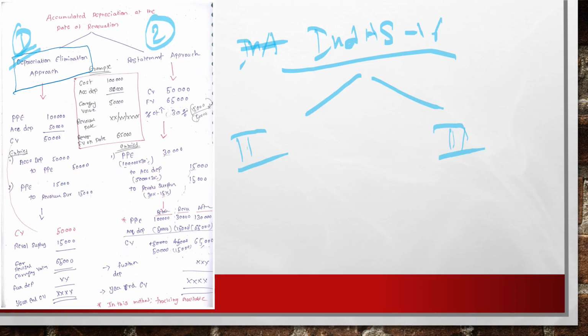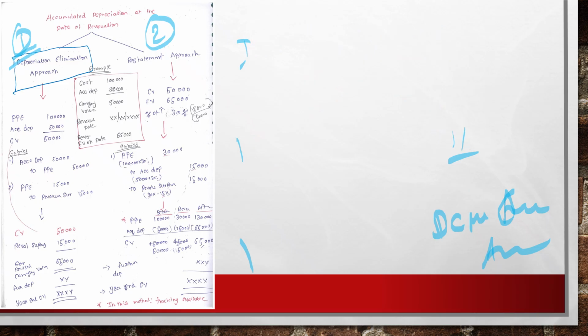The first one is the depreciation elimination approach and the second one is the restatement approach. See, both are allowed under Ind AS 16. In that case, how should you select and what is appropriate, what details are available in each method, we will know. In the depreciation elimination approach, you just see.